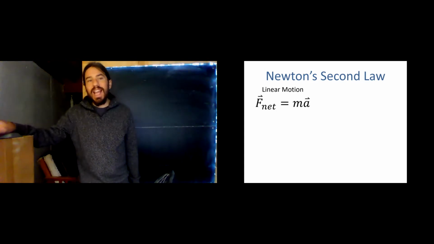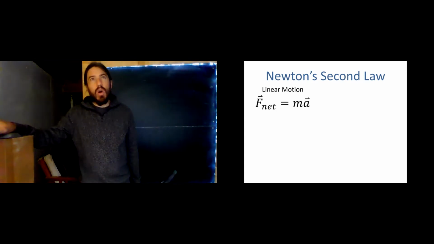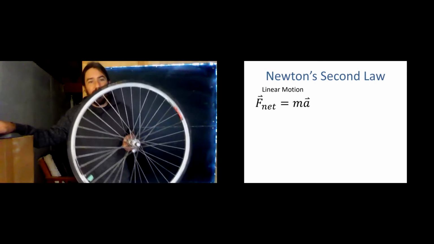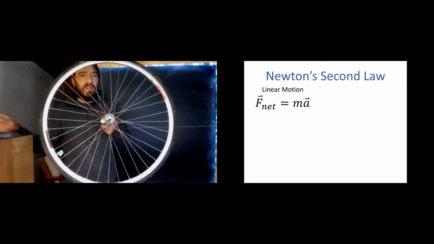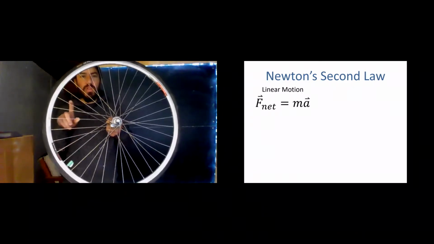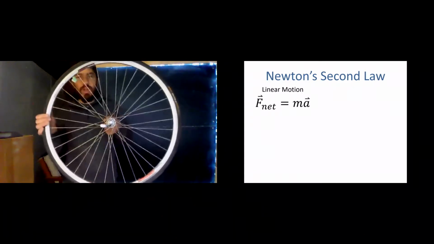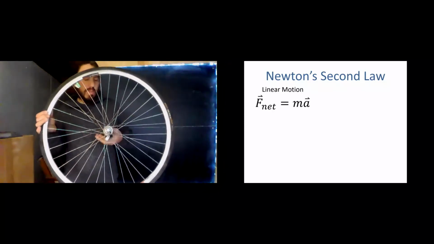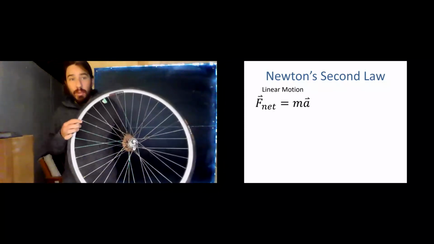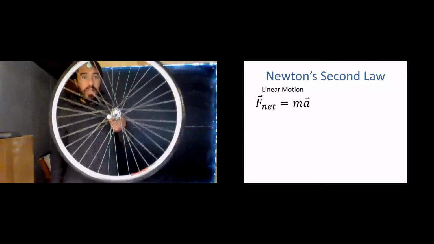Torque is the cause, angular acceleration is the effect. So torque is the cause, changes in rotational motion are the effect. And here's my bicycle wheel. If I apply a torque, its rotational motion changes. Well, how much does it change by? Well, it depends on the torque I apply and the moment of inertia of the wheel, right?